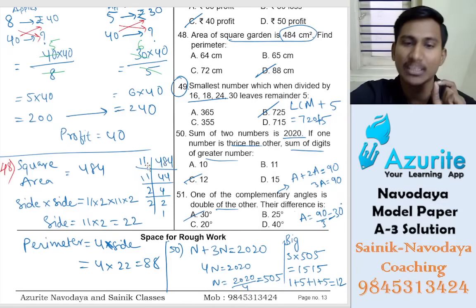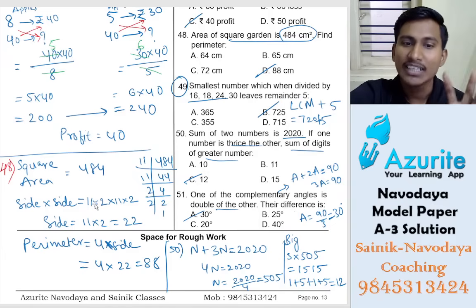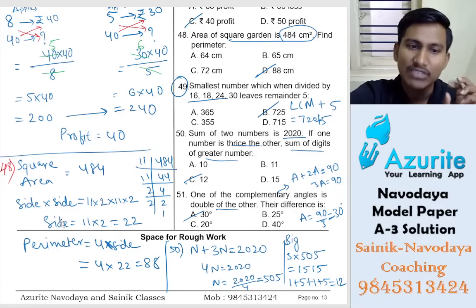484 will come in the 11 table. 11 fours are 44, 4 will be remaining, 11 fours are 44. 2 twos are 4, 2 ones are 2. So 11 into 2, 11 into 2. 11 is 2 times and 2 is 2 times. So one time we have to take, because the side is 2 times here, here also 2 times. Side is equal to 11 into 2, 22. So side is now 22.